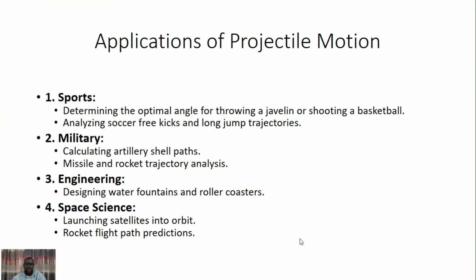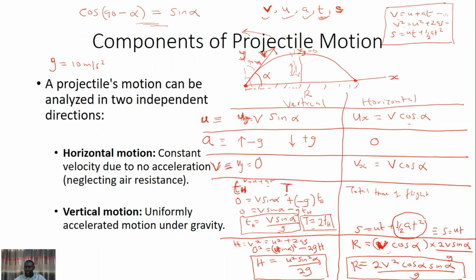And in sports, the optimal angle for throwing a javelin or shooting a basketball. If you look at the equations that we used, you will realize that you need to get the angle that will give you the maximum value, the angle whose product of sine alpha and cos alpha will give you the maximum. And if you look at that, very likely it is angle 45.